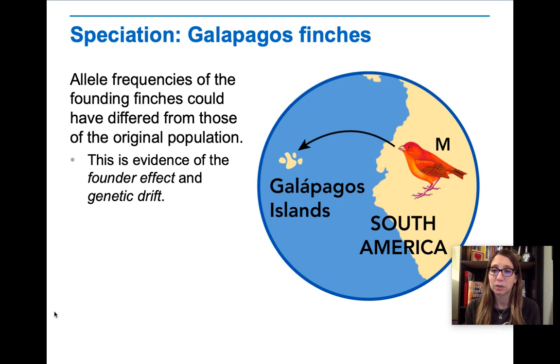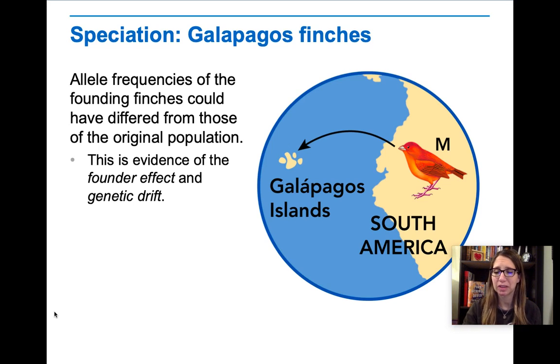All right, and so biologists tend to think that the group that moved there is probably not the same in terms of allele frequencies as those we originally saw on the mainland. And that would be evidence of those two things we talked about previously, which is the founder effect, where you have small groups that move to a place that aren't representative of that original population, and also genetic drift, which is that idea that random chance will change allele frequencies over time in an unpredictable way.